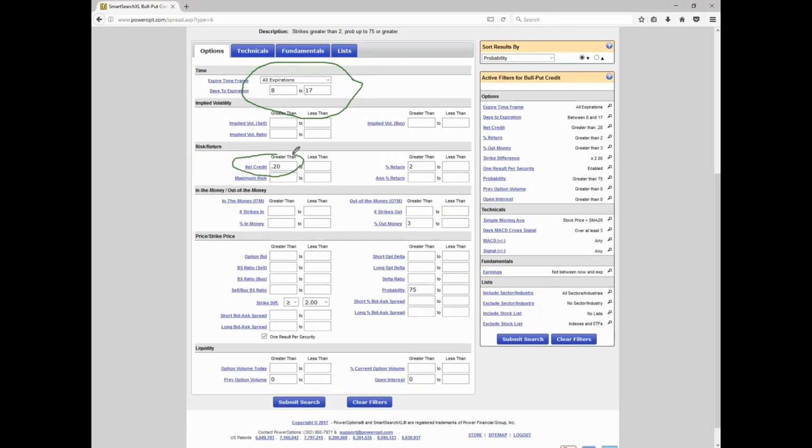Looking for a minimum net credit of 20 cents and a percent return of 2%. Now most of them are going to be well above that. But remember what we talked about. I wanted a probability of 75% or more. 70% is okay, but even 14 days out, that just gave me sort of a 2 to 3% cushion. Going with the 70% probability, I might get a higher net credit in this case, but I also want to make sure that I've got at least a 3% cushion. So hand in hand, 75% probability, 3% out of the money. And of course, the strike difference is greater than or equal to 2 strikes apart.